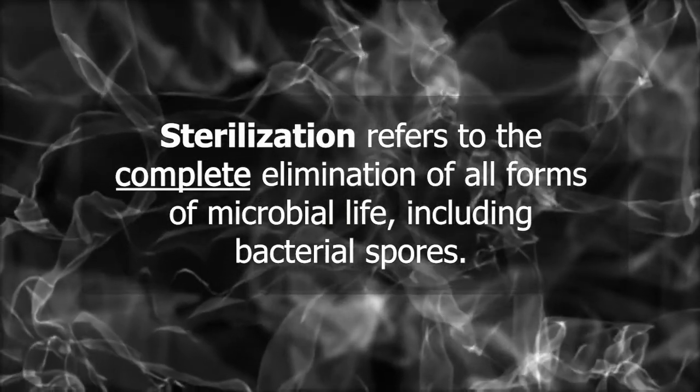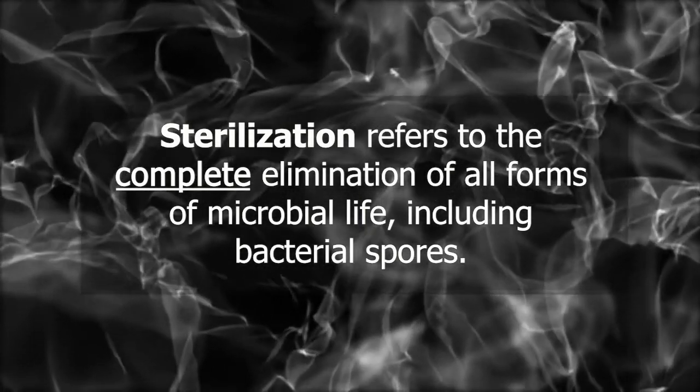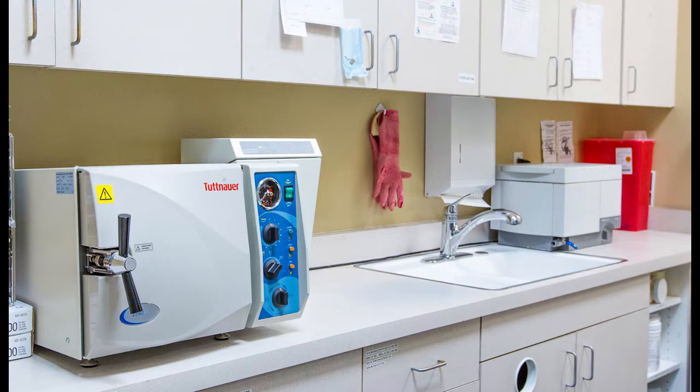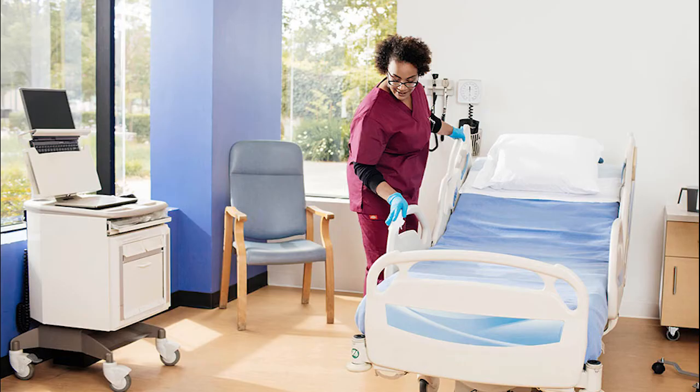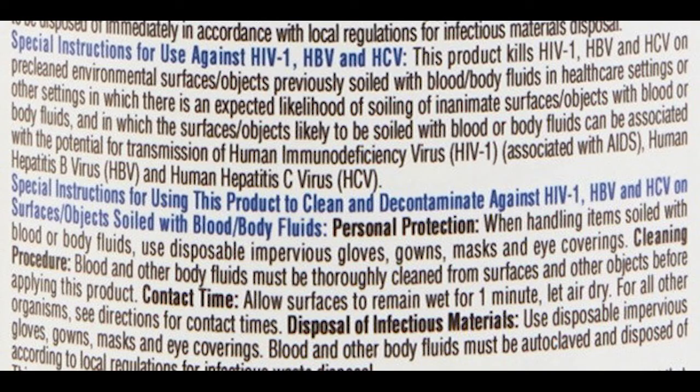Sterilization refers to the complete elimination of all forms of microbial life, including bacterial spores. Objects can be sterilized by a physical process like an autoclave or by using certain chemicals. The disinfectants you use on surfaces in your work area, like exam rooms, operatories, treatment areas, and other areas that might be contaminated with blood or other potentially infectious material, need to be EPA registered and have the following statement in bold letters. Be sure to consult and review the manufacturer's instructions for contact times and other pertinent product information.